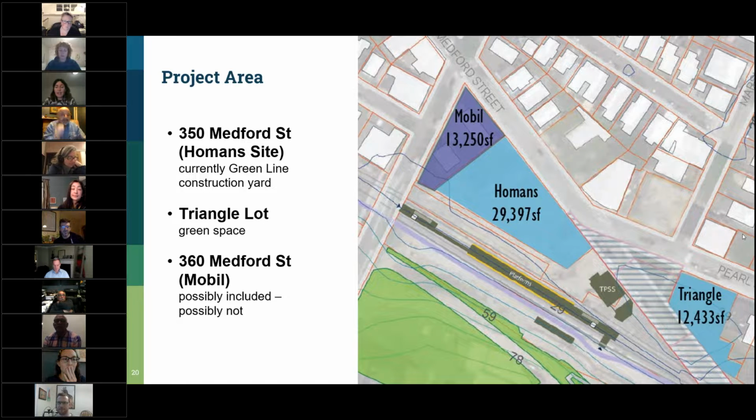Would they be interested in taking the triangle spot so that the Holman space is less open, so that the two parcels join together? It's almost like a like in terms of area.